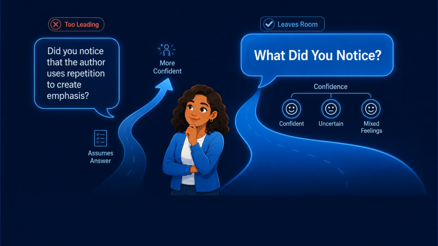A third mistake is writing questions that are too leading. How did AI make you more confident? Assumes confidence increased. A stronger version is, what did you notice about your confidence while working on that assignment?